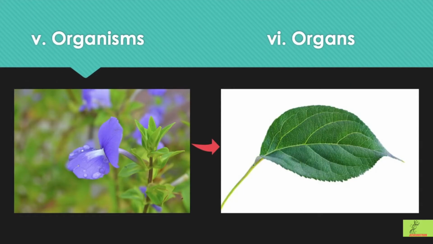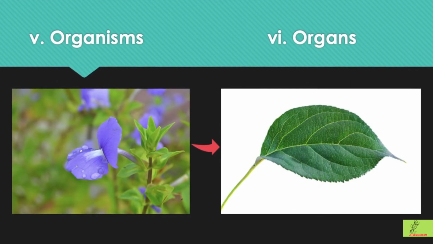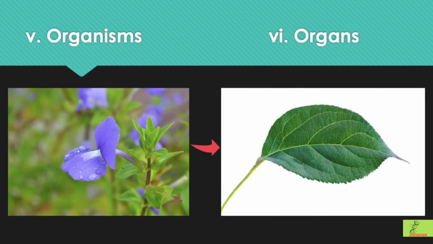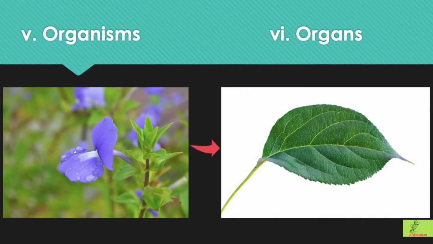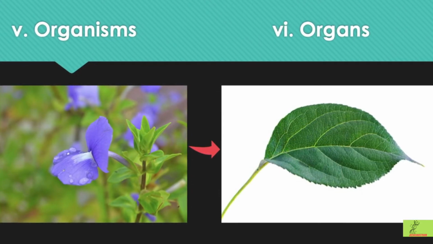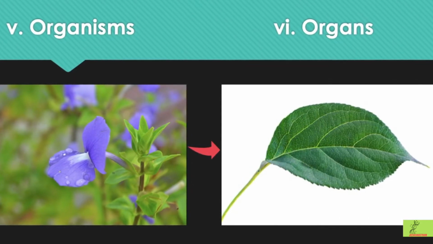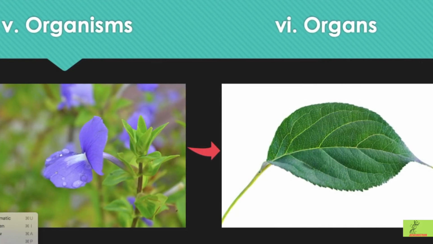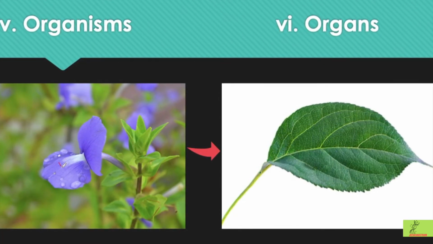Our fifth level is organism. Individual living things are called organisms. Like each plant in the Nilgiri is an organism, and so is each animal, fungus, and bacterium. Here in Nilgiri, Nilkurinji is an organism. You can see the Nilkurinji flower.